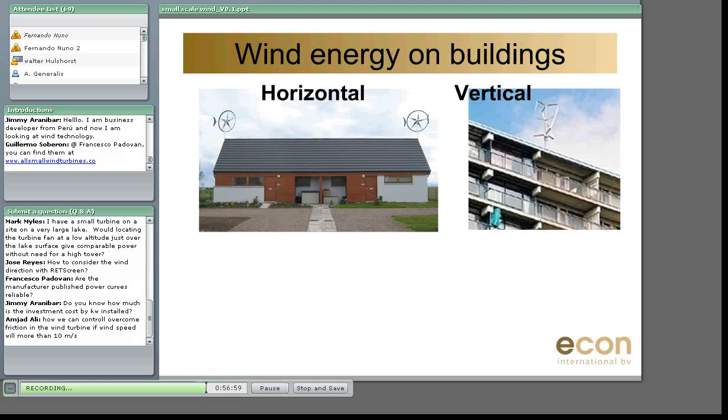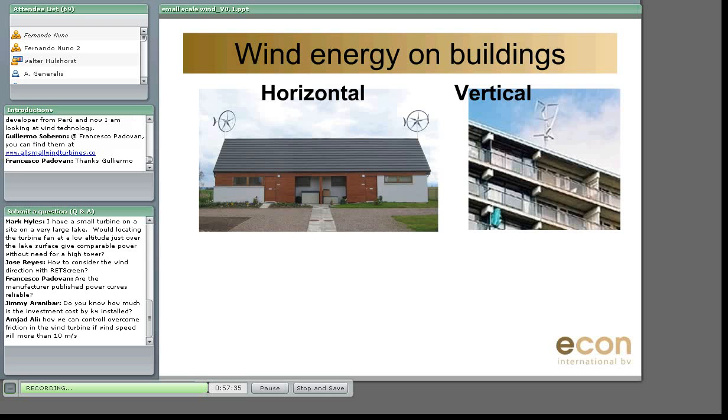Coming from Amjad Ali. How can we overcome friction in the wind turbine if wind speed is more than 10 meters per second? I suppose your question is relative to what happens when we reach the nominal power, and what the safety device is to protect the wind turbine. Can you tell us more about this, Walter?